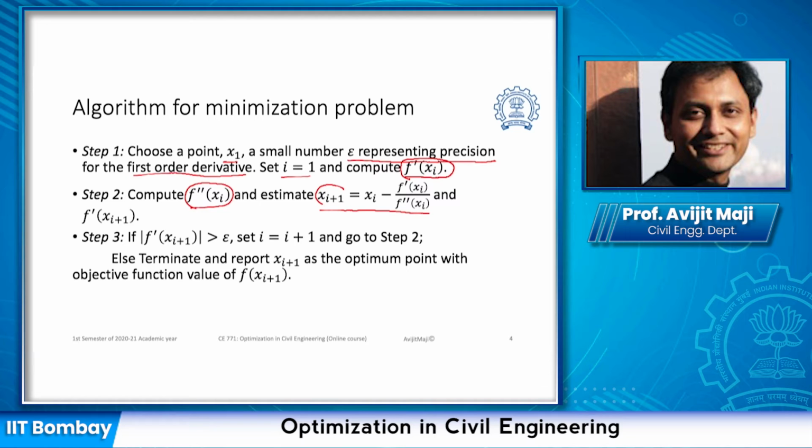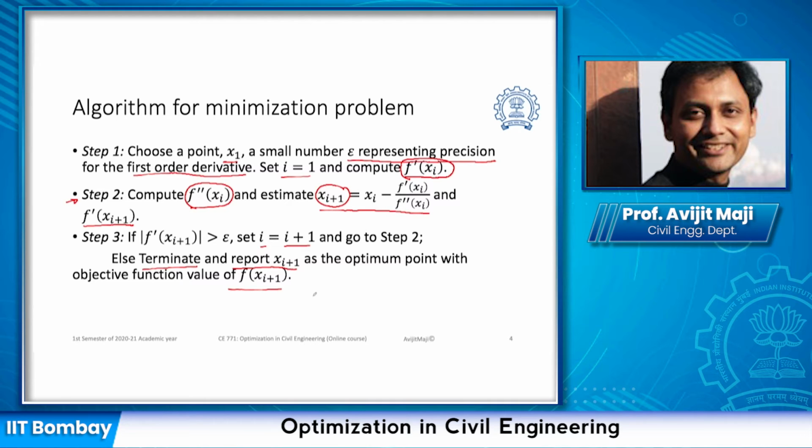Once we find the new point using this equation, we find the first order derivative at that new point, and if the first order derivative representing the slope at that new point is more than the precision level we want to achieve, then we increase the counter i by 1 and go to step 2, where we again find the next point. This process continues until we obtain a slope at the new point which is less than the precision we want to achieve. Once we do that, we terminate and report the last point which we obtained as the optimum point with the objective function value at that point.